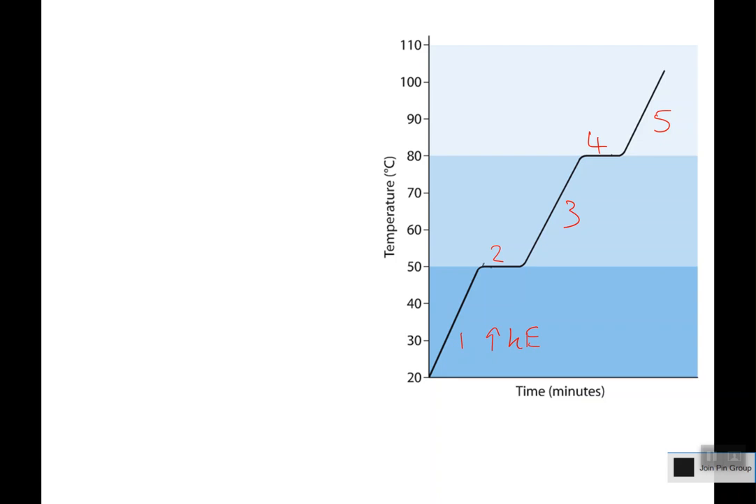Now, at stage 2, the temperature seems to remain constant. That's because at stage 2, we're not transferring the energy as kinetic energy anymore. We're now transferring it as potential energy. So here at stage 2, the potential energy is increasing because we are breaking the bonds between the particles in a solid. Essentially, if we're breaking the bonds between the particles in the solid, we're melting. We're turning the solid into a liquid. So at stage 2, we are melting.